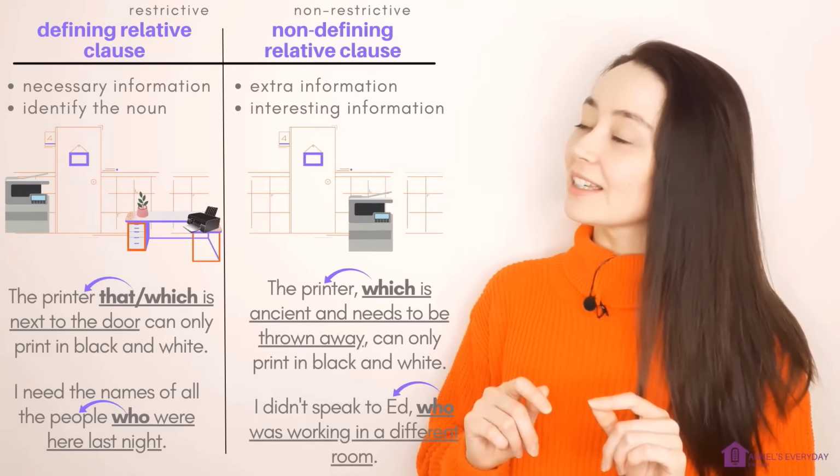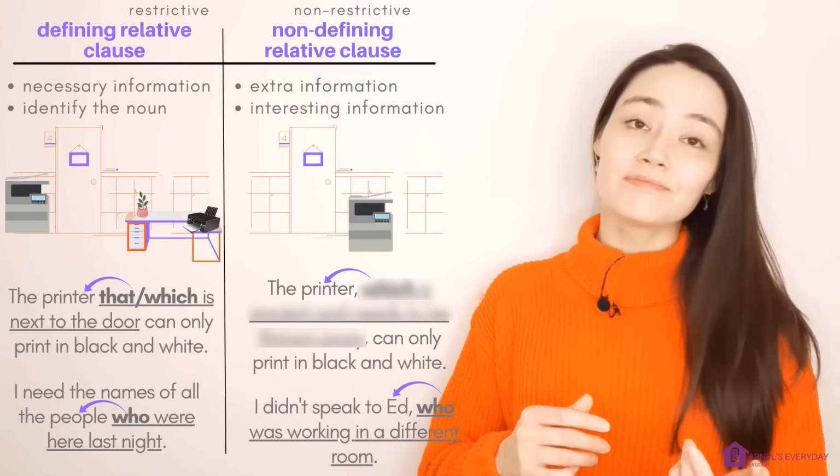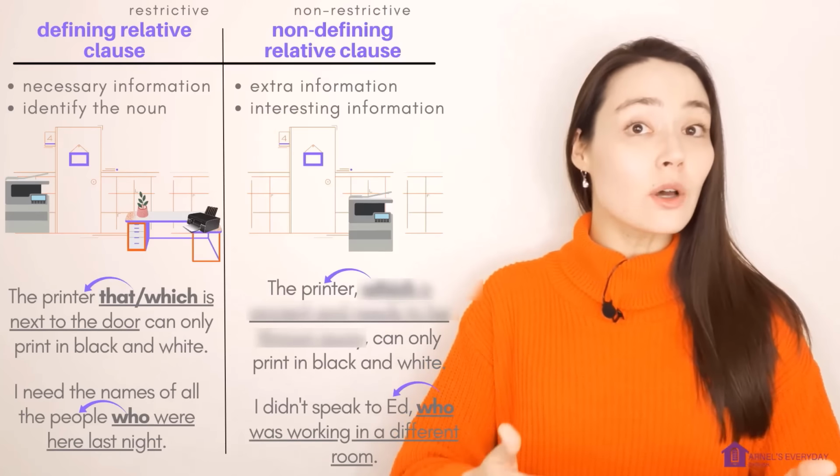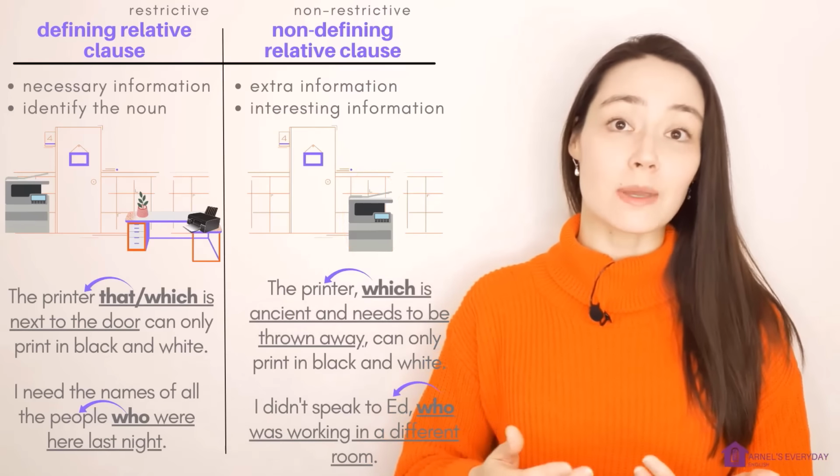Okay, so it's clear we need our defining relative clauses. Let's go back to comparing. If I remove my non-defining relative clause, it doesn't matter. You still know which printer I'm referring to. Here, I'm just giving you extra information.